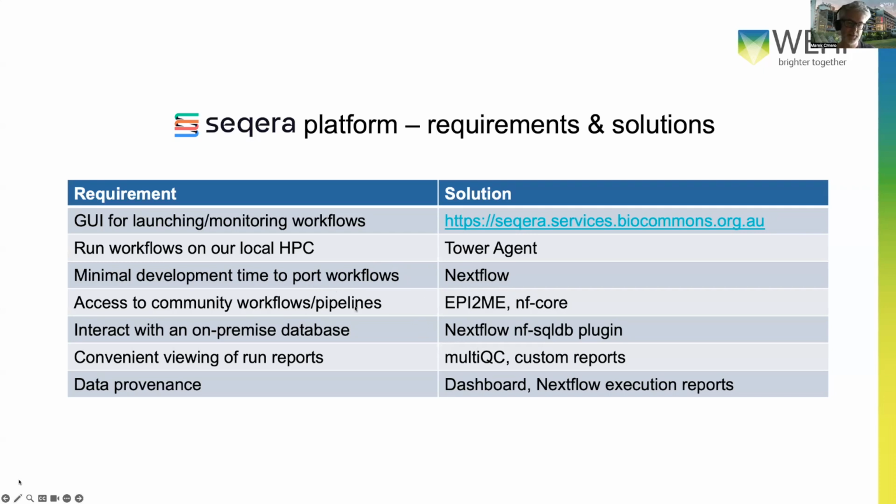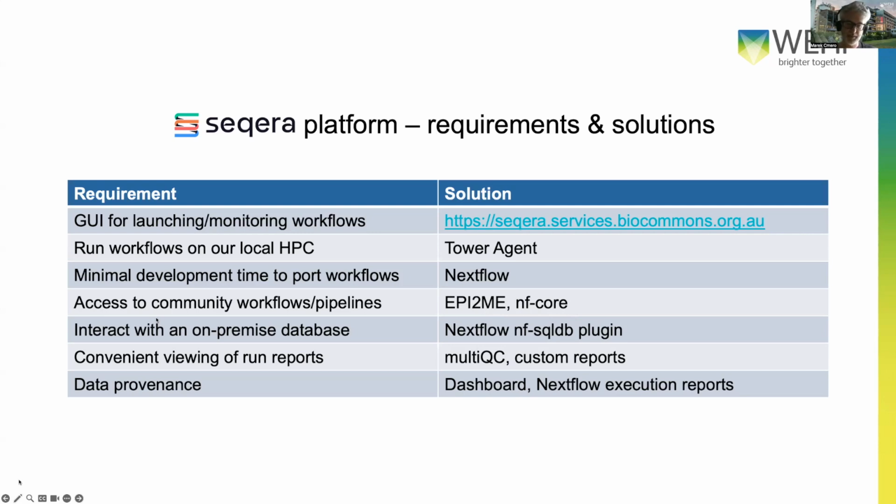Then we also needed it to be expandable. We wanted to be able to build on workflows from the community. And so it was really great that we would be able to get access to things like Epi2me, who make the Oxford Nanopore pipelines, as well as nf-core, which is a great source of community pipelines.